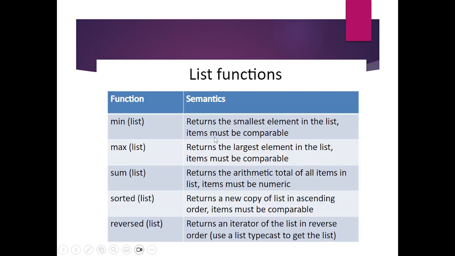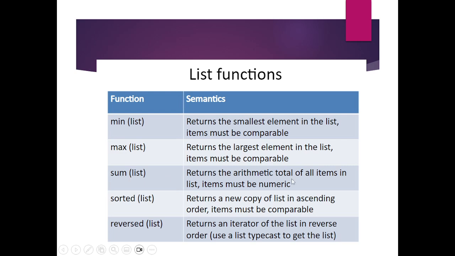Next, we called the list methods above, then we also have the list functions here. So min(list) returns the smallest element in the list; items must be comparable. Once we have the list and call it in the min function, it will return the smallest value. We have max(list), which returns the largest element in the list. It must be comparable. So once we use max, it will return the biggest or largest element.